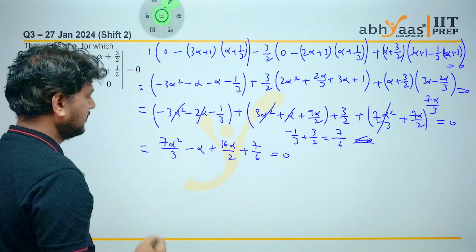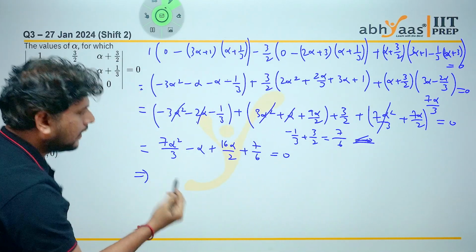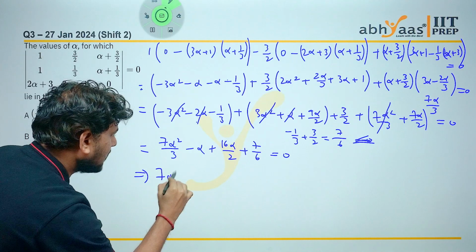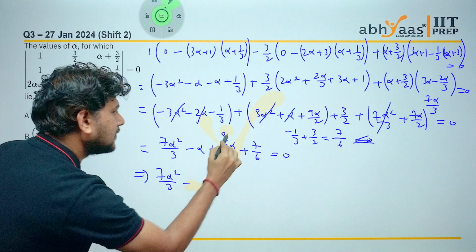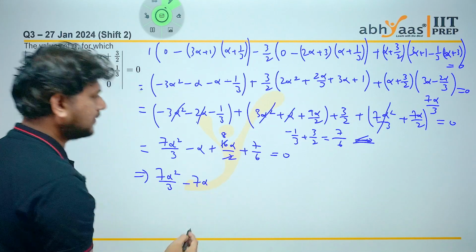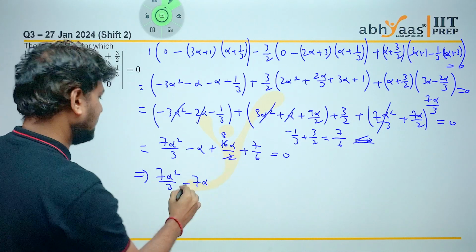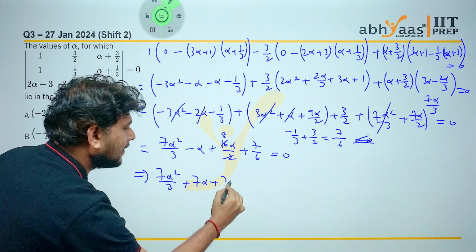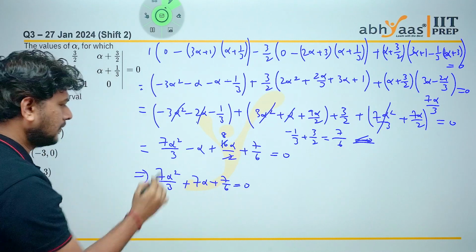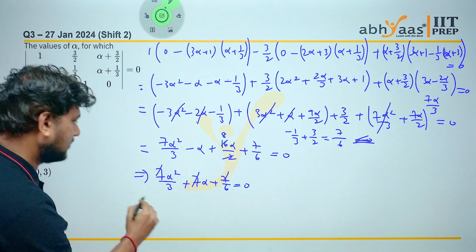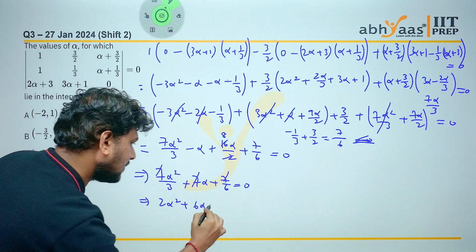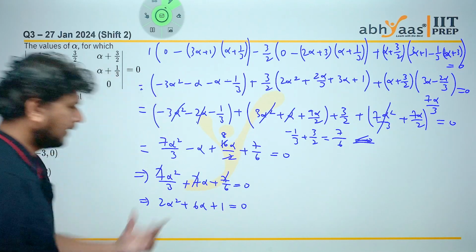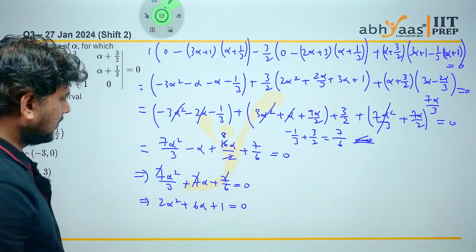So equal to 0. Now 7 alpha square by 3 minus 8, right? So minus 7 alpha, no, plus 7 alpha, plus 7 by 6 equal to 0. Removing 7, we get 2 alpha square plus 6 alpha plus 1 equal to 0. Taking LCM, we got this.